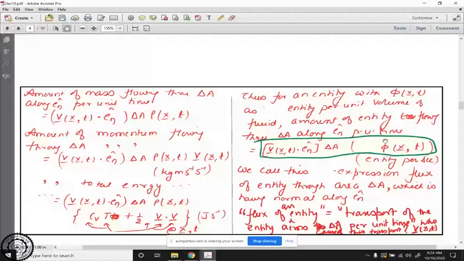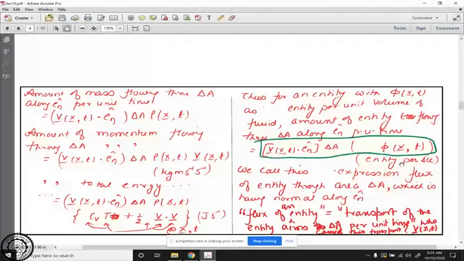All right, and even though I have put phi here as a scalar, this idea, as I said, can be extended to tensors of any order. So phi can even be a tensor. All it needs to be is the original entity per unit volume tensor. That's what it needs to be. And then you can make this general expression that this much of that entity is crossing delta A per unit time.